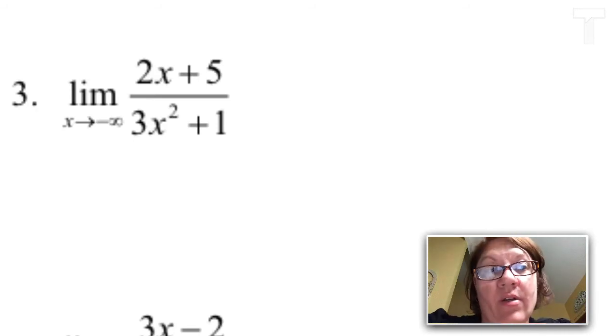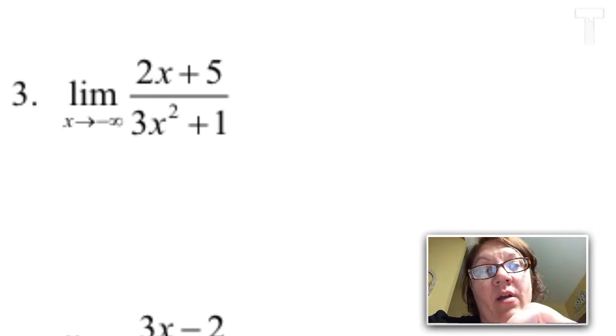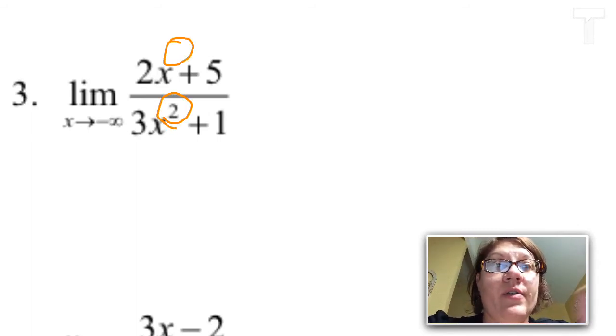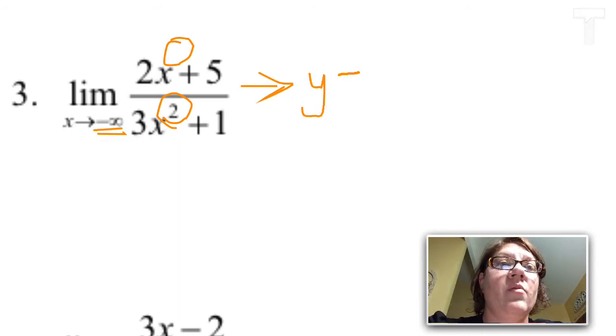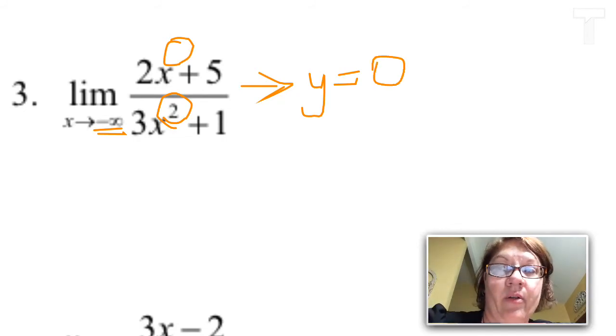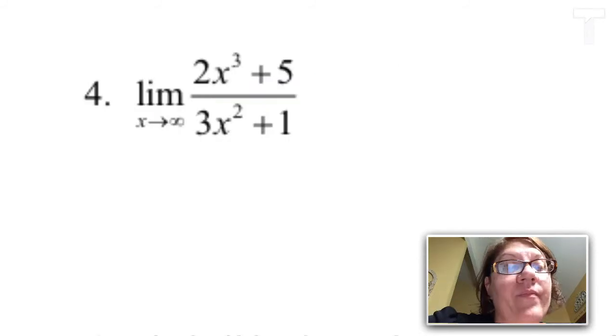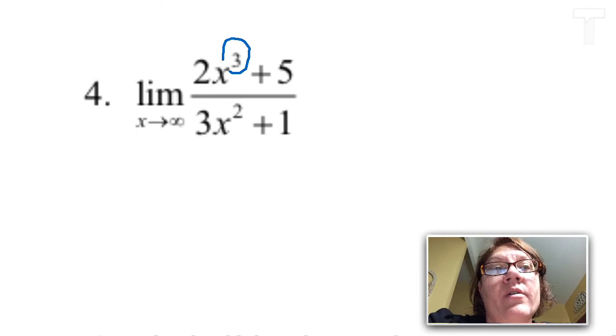And again, I could use both those strategies on this one. Of course, me liking the shortcut, I look at it and say, oh, it's a rational polynomial. I can look at the degree on top and the degree on bottom. Oh, look, the numerator is smaller. So as this goes to negative infinity, I'm going to get y equals 0. Because if the numerator degree is smaller than the denominator, I always get y equals 0.